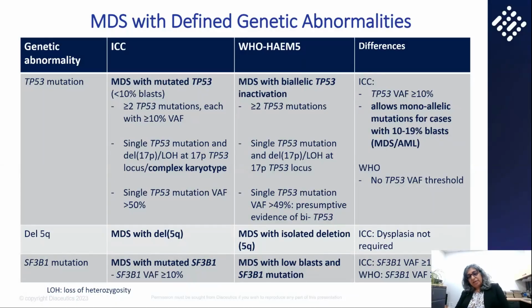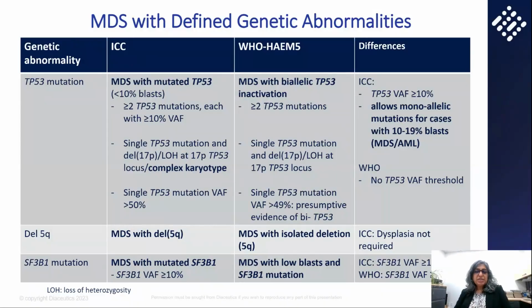However, there are slight differences. For cases of MDS with deletion 5q and SF3B1 mutation, there are minor differences related to the requirement of dysplasia for deletion 5q in WHO, not in ICC. The variant allele frequency threshold for SF3B1 mutation is different in the two classifications, but clinically, they don't create that much of a challenge. The bigger issue is cases with TP53 mutation, and we'll look at this in a little more detailed way.